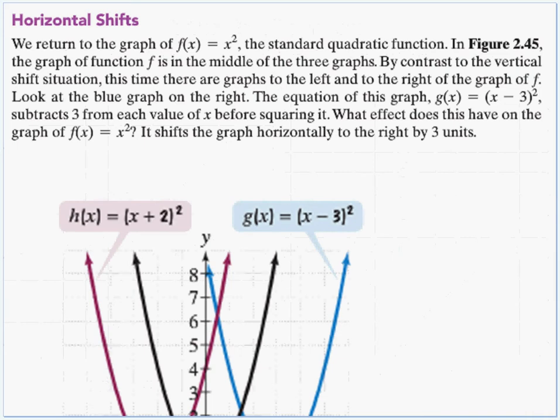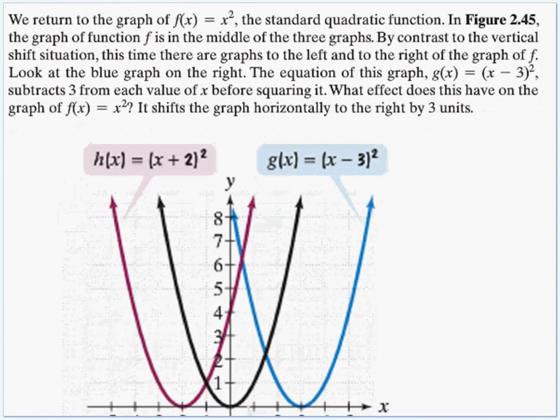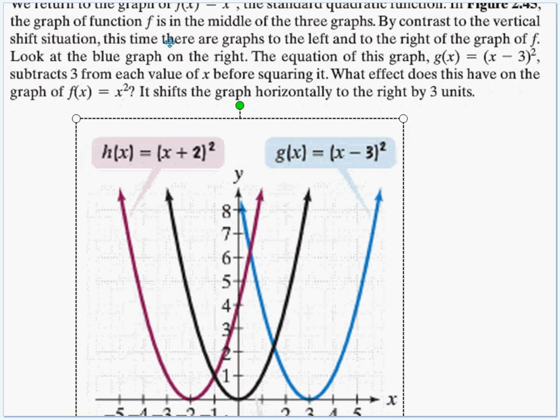Up next would be a horizontal shift, left or right. So we return to the graph of x squared, the standard quadratic function. Down here in the graph below, the function f is in the middle in the black ink. By contrast to the vertical shift situation, this time the graphs are to the left and to the right of the graph of the original function. Look at the blue graph on the right.